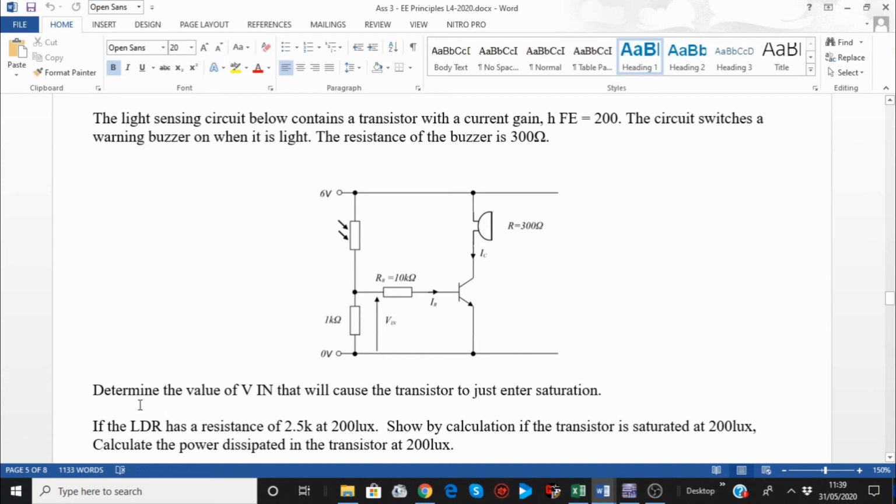Again, first of all, we have to determine the value of V in, the voltage of the input, this voltage from the ground to the center of the voltage dividers, that will cause the transistor to just enter saturation. So first, if you haven't learned it, you need to understand what saturation is. Saturation is just what I just explained. When you have enough voltage at the base of the transistor to switch it into an on mode, the state of the transistor will change from off to on. And at that point, the emitter and collector pins are shorted. They join together, basically. So that's saturation.